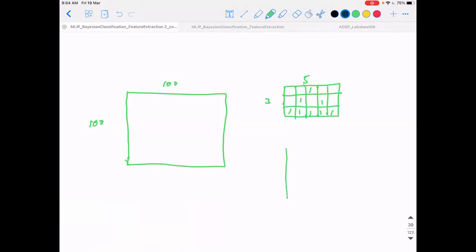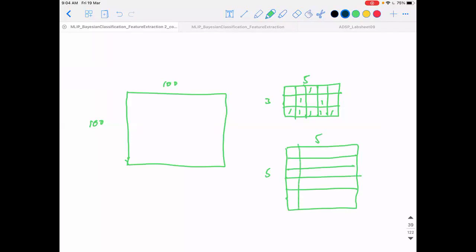Now if I want to figure out circular objects, and the filter is 5 cross 5 now, what I need to find is binary circular objects. So what should I do now? How should the filter be? Can one of you help me?